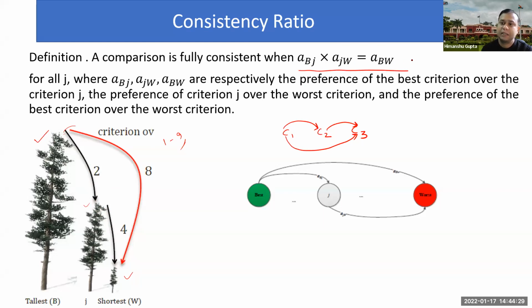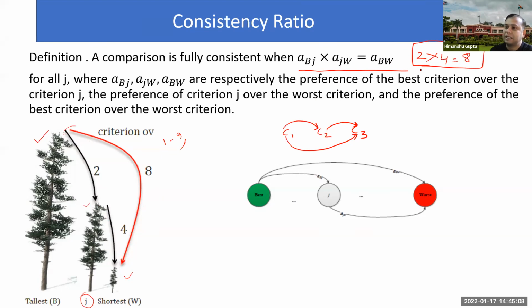ABJ is representing the best with J criteria, AJW is representing the rating of J with the worst criteria. So we have considered this as J. This rating ABJ is given as 2. The distance between, let's say, best and J, into AJW, the rating of J with respect to the worst, is given 4. So it should be 8, equal to 8, for a fully consistent comparison. And that is what we have given. The rating between best and worst is 8. So this gives the fully consistent result.